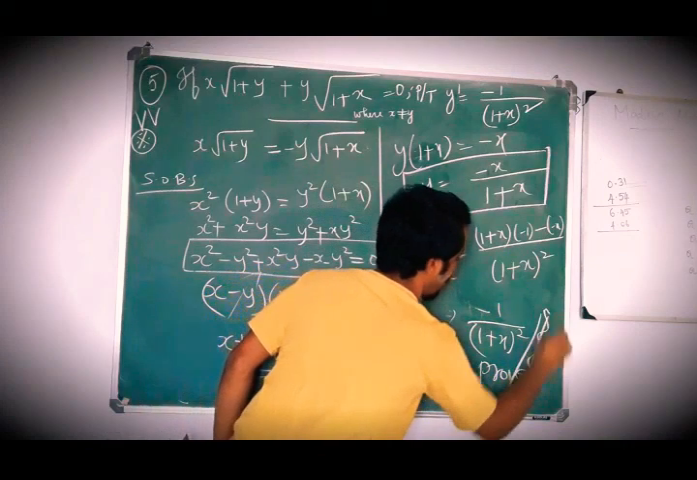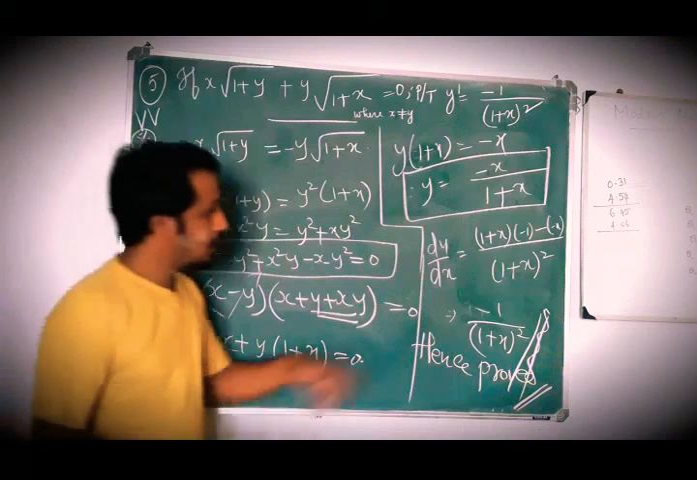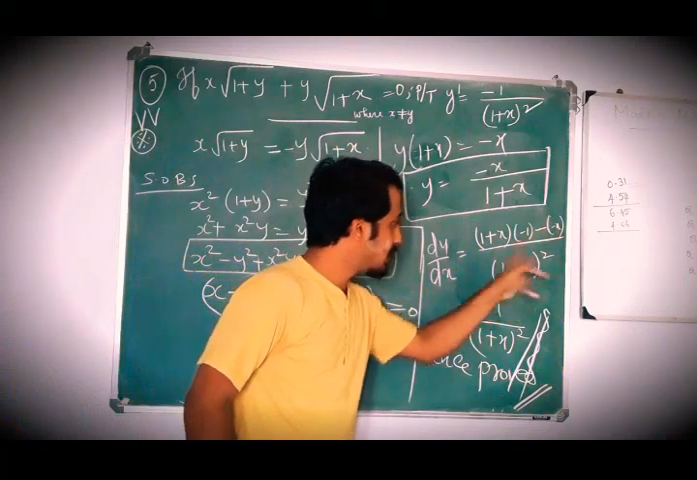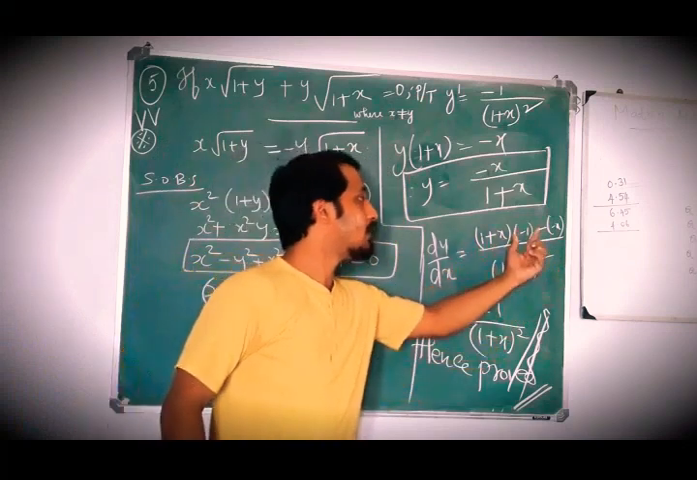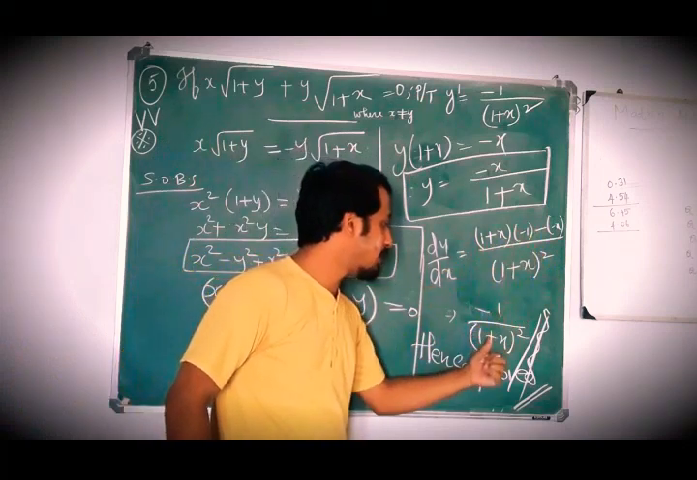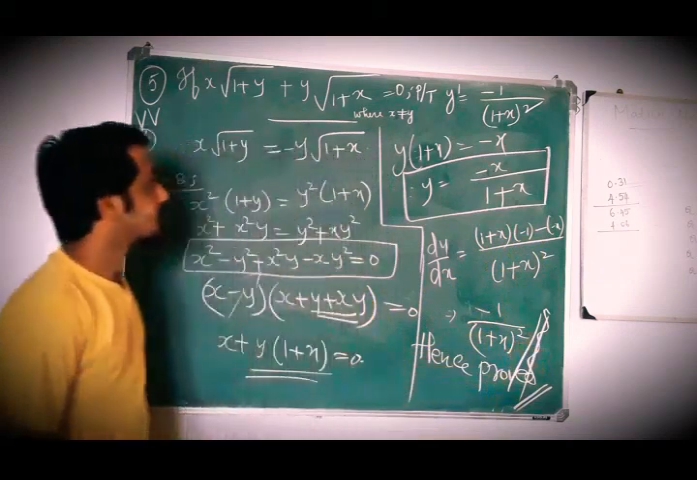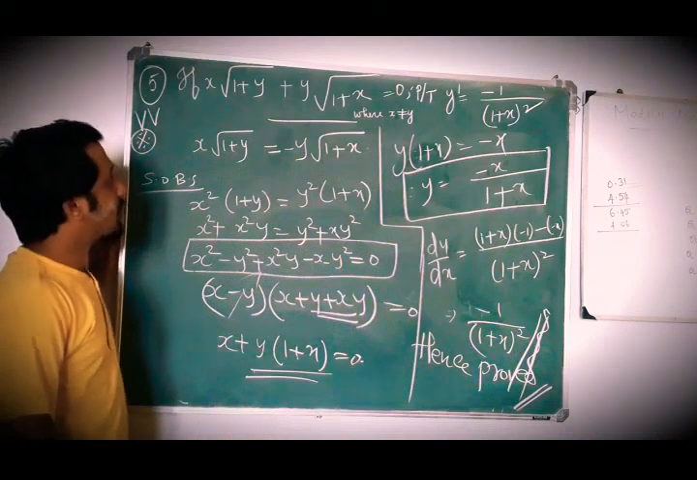Hence, is it clear to everybody? Is it clear? So (1 plus x) into minus 1 minus of minus x, divided by (1 plus x) the whole square. So after simplifying, you will get minus 1 divided by (1 plus x) the whole square. Hence proved. Is it clear? Very, very important question this one. It has been asked in exams.